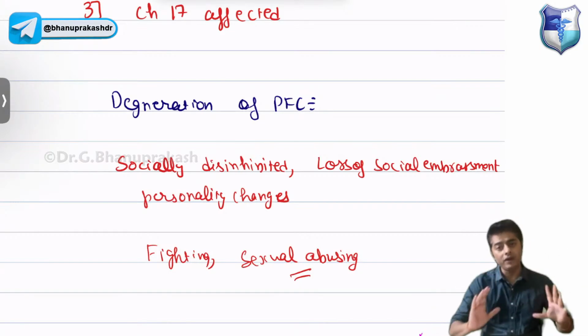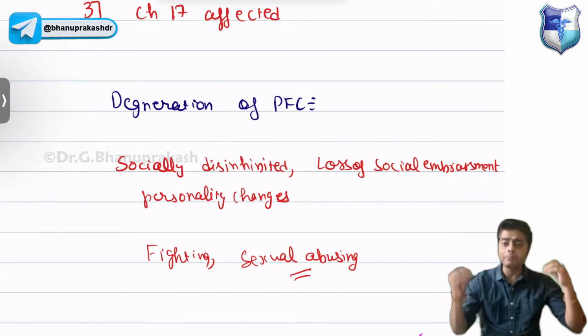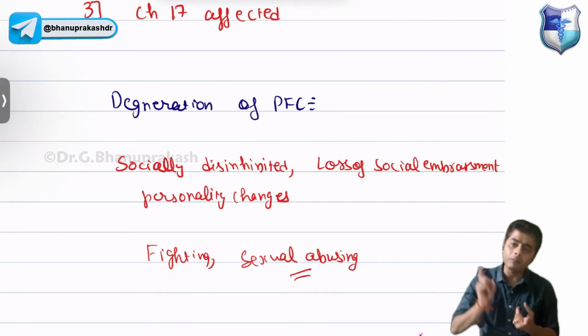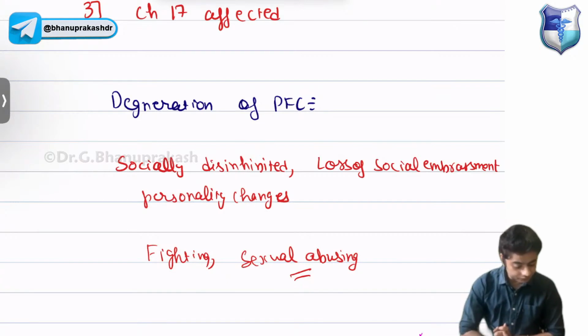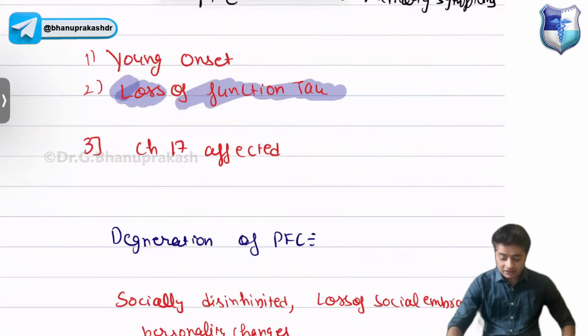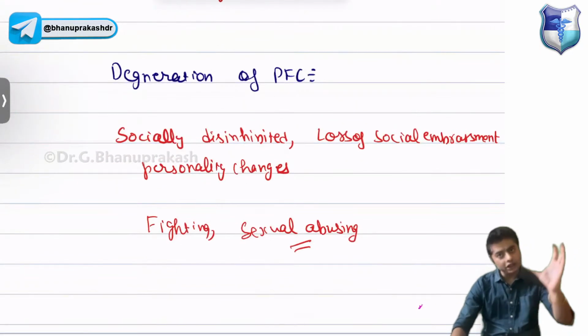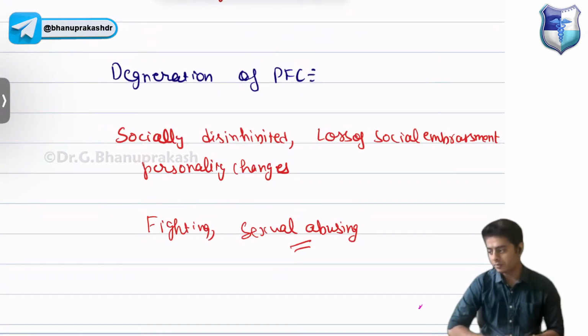These people will be fighting for no reason, all the time. They will be urinating in public places and showing their private parts in public places. They will be sexually abusing others also. These all are the symptoms in a Pick disease patient. And later on, when the temporal lobe is involved, their memory will also be affected.